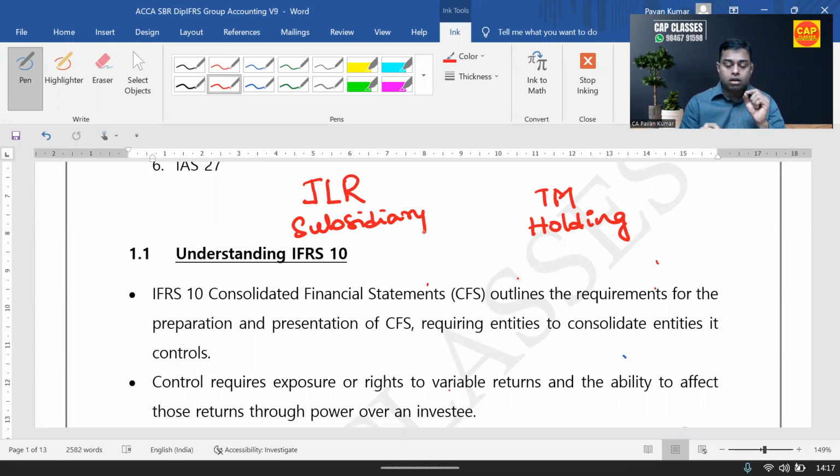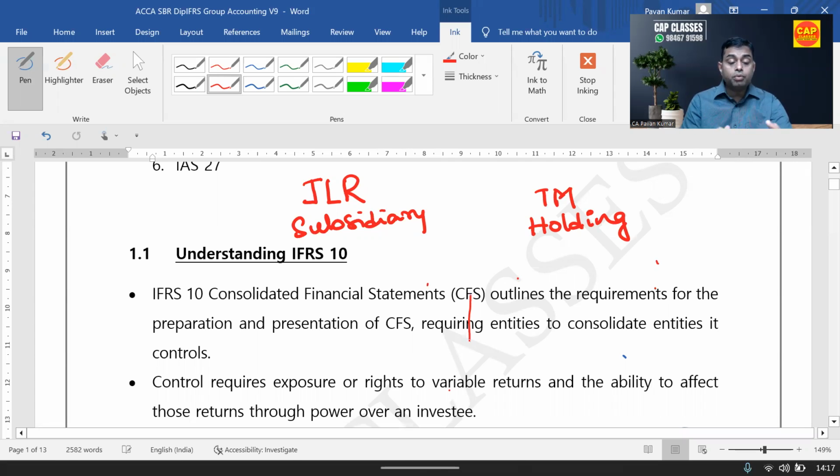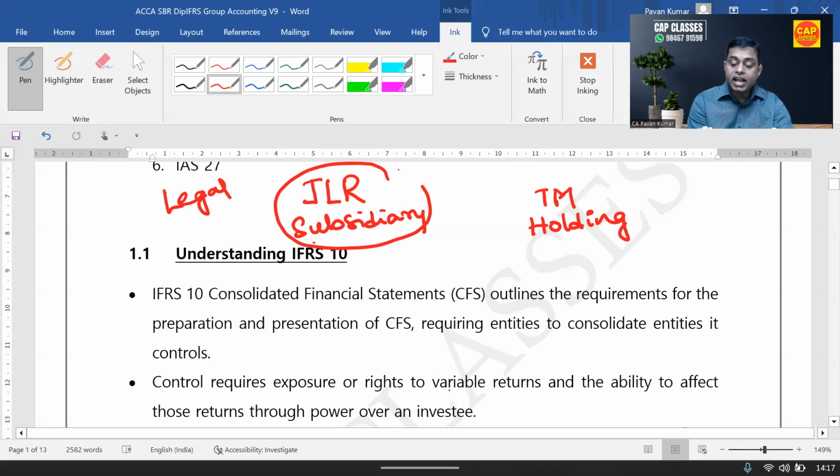For the purpose of law, to comply with the Companies Act in UK, to comply with the income tax regulations in UK, to comply with any of the terms and conditions of any debt covenants or any agreements, JLR is completely a separate legal entity. So in the eyes of law, JLR is a separate legal entity. That is what we call legal form. So legally, what is the legal form? Legal form says JLR is a separate entity.